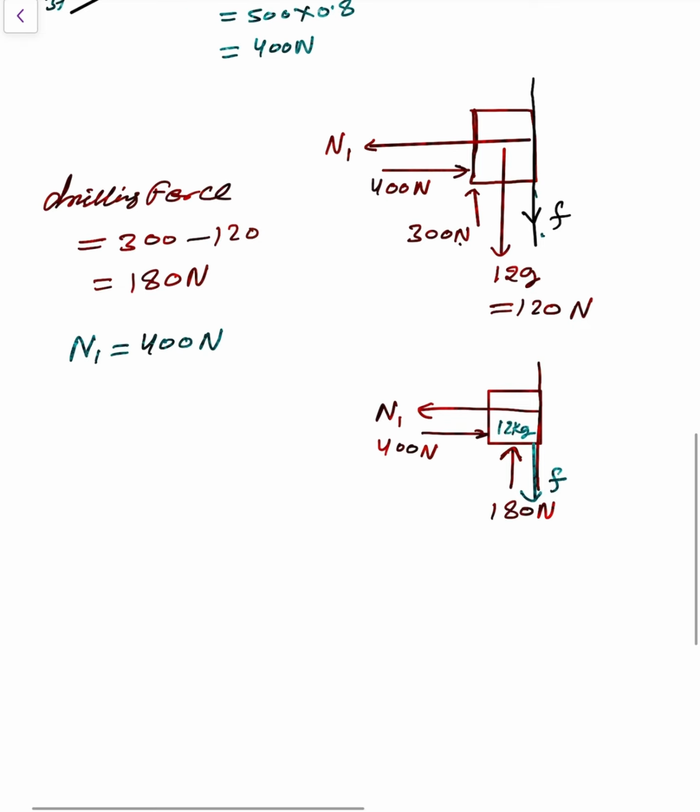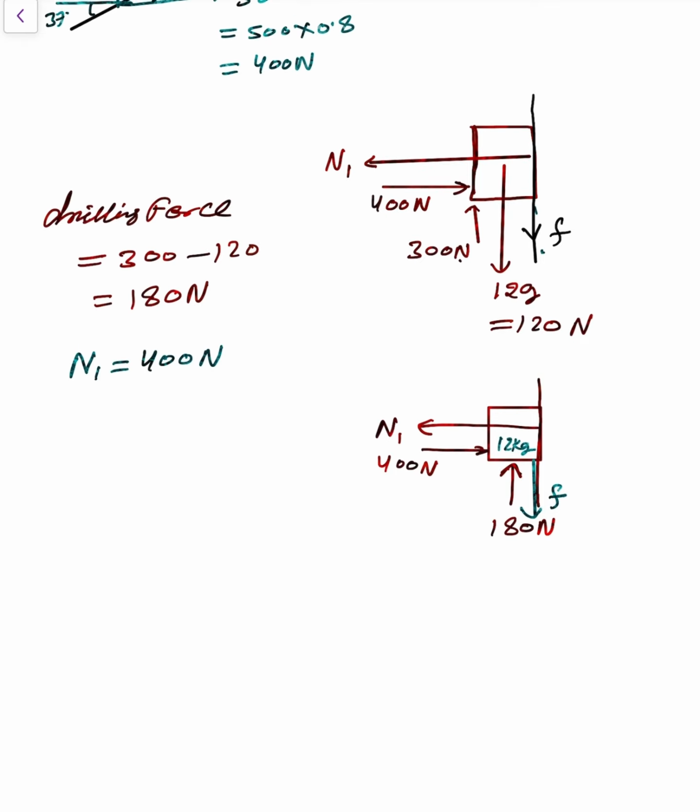Clear. Frictional force is decided by driving force. If driving force is upward, then frictional force is downward. Otherwise, if driving force is downward, then frictional force direction is upward. Okay, clear or not?